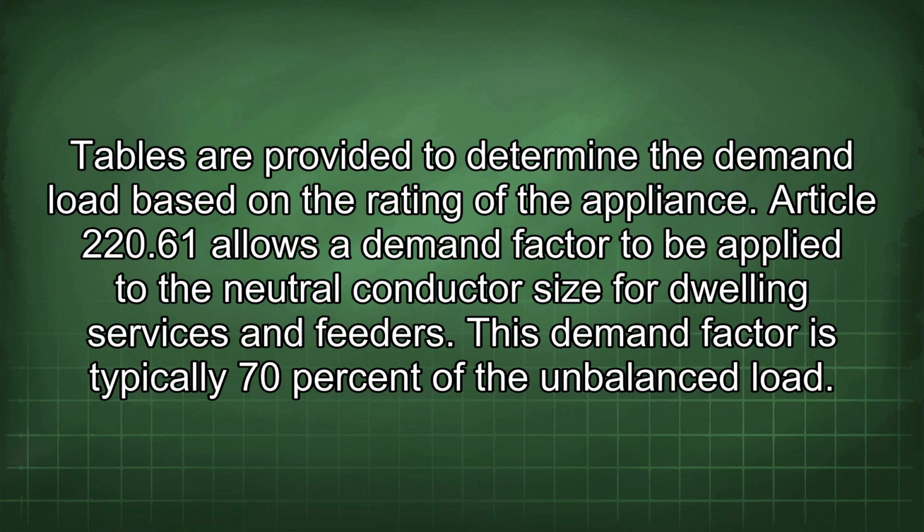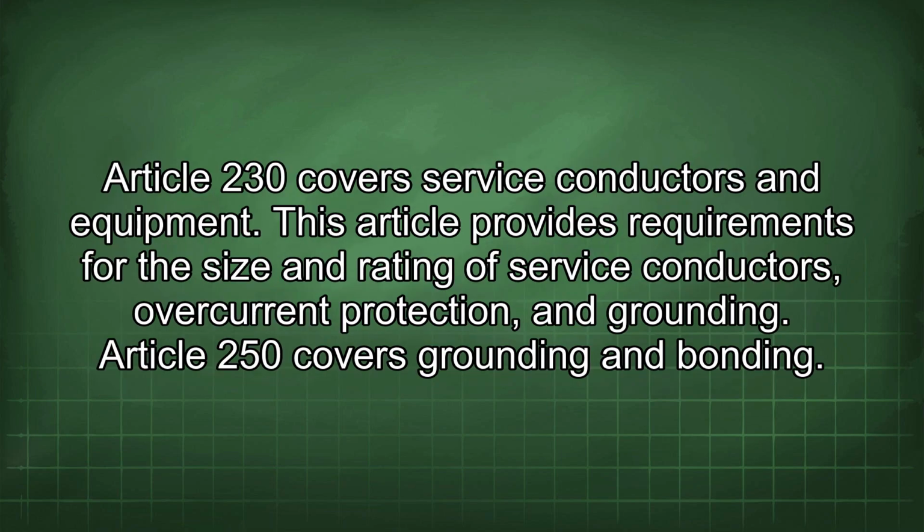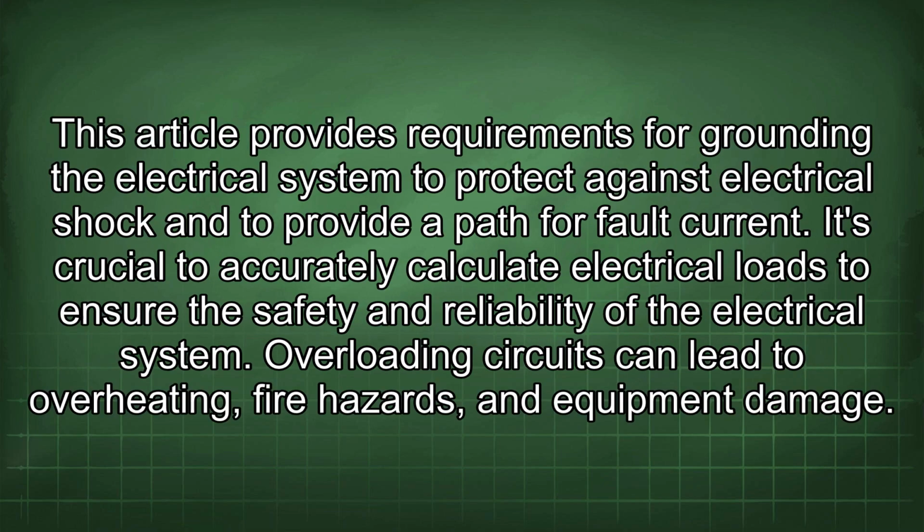Article 220.61 allows a demand factor to be applied to the neutral conductor size for dwelling services and feeders. This demand factor is typically 70% of the unbalanced load. Article 230 covers service conductors and equipment. This article provides requirements for the size and rating of service conductors, overcurrent protection, and grounding. Article 250 covers grounding and bonding. This article provides requirements for grounding the electrical system to protect against electrical shock and to provide a path for fault current.